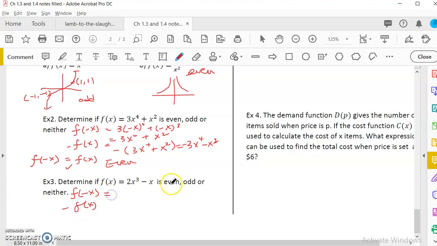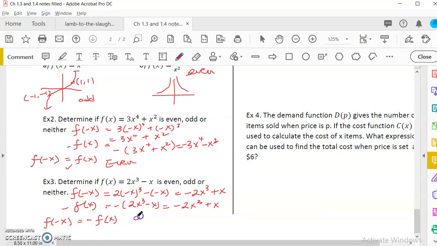No matter what, if we want to check even and odd, f of negative x will be 2 times negative x cubed minus negative x. So it would be negative 2x cubed, because negative 1 cubed is negative, and negative negative is positive. Negative of f of x is just the negative of the whole thing, which equals negative 2x cubed plus x. Did you see that these two are the same? That means f of negative x is the same as negative f of x. So it must be odd.